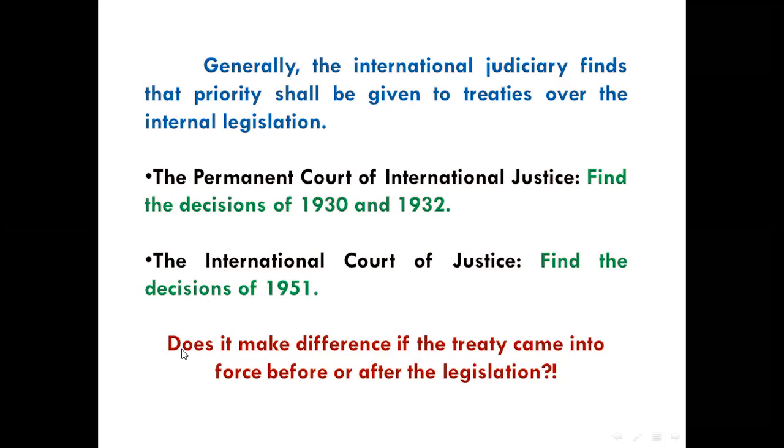However, the question here, regardless of the fact that the international treaty shall be given priority, is does it make a difference if the treaty came into force before or after the legislation? Let me give you an example. The state issued a national legislation which regulates a matter of private international law. Then after this promulgation, the state ratifies an international treaty. Then if the international treaty contradicts the legislation which was found previously, which one of these laws shall be applied, the international one or the national one?